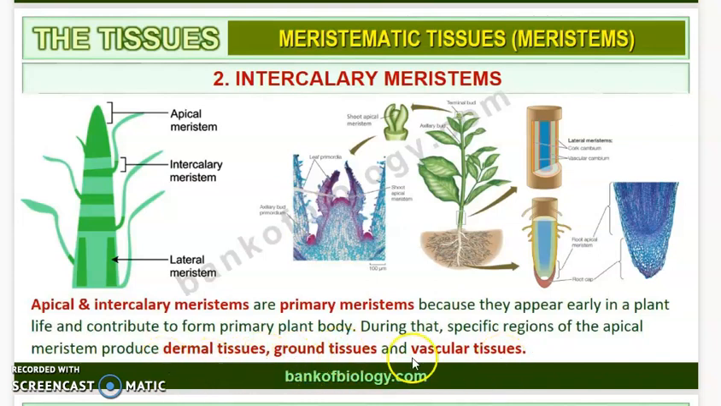We will be learning about all these, right? So dermal tissues produce ചെയ്യുന്നുണ്ട്, ground tissue produce ചെയ്യുന്നുണ്ട്, and vascular tissue produce ചെയ്യുന്നുണ്ട്. And where is it formed? It is formed in the specific regions of apical meristem. Okay, we will be learning about this in detail.